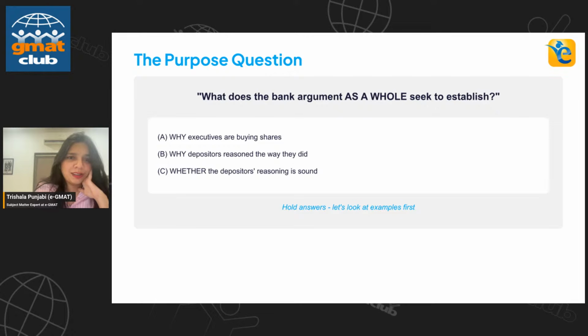What is the argument seeking to establish? Why the executors are buying shares? Why the depositors reason the way they did, or whether the depositors' reasoning is sound? Okay.